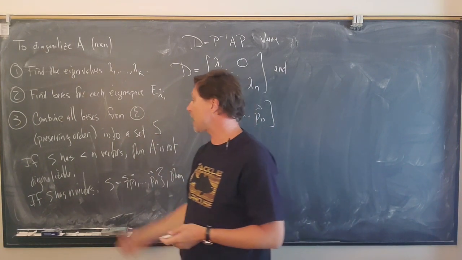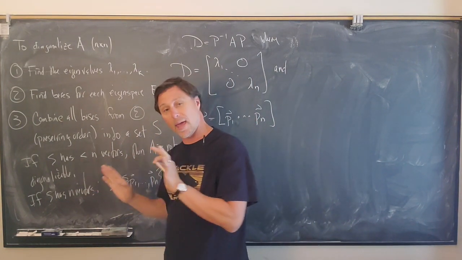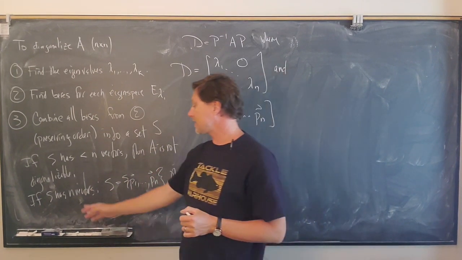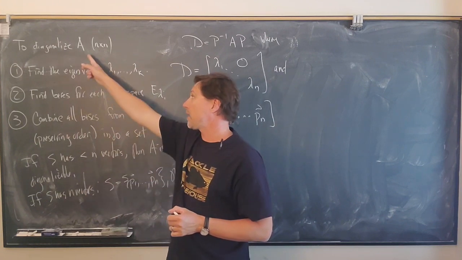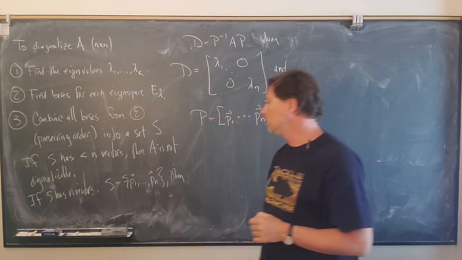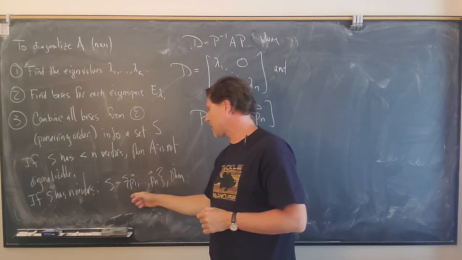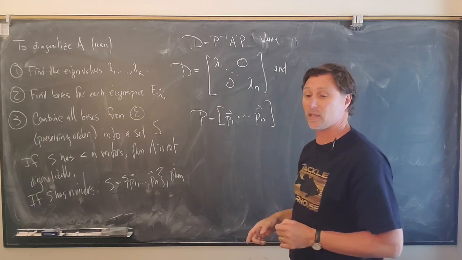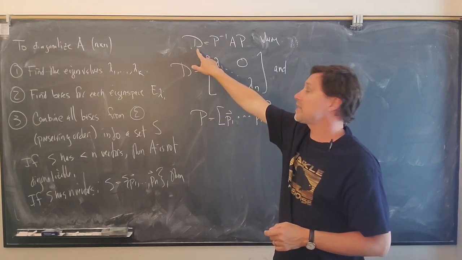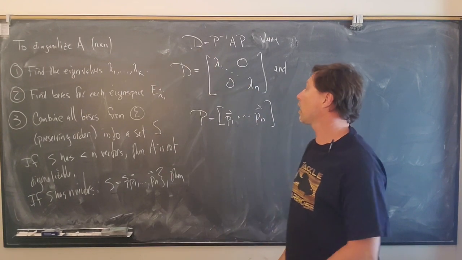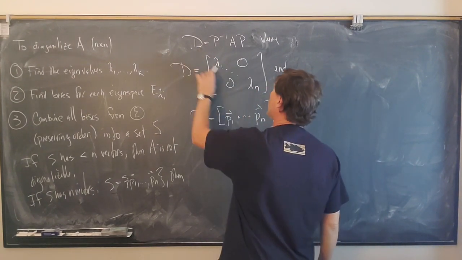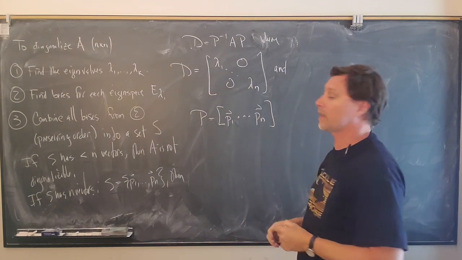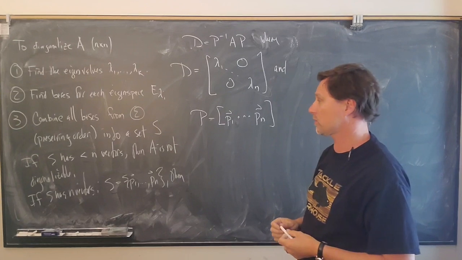Now, if S has fewer than n vectors, we're done. A is not diagonalizable. If, on the other hand, S has n vectors, where n matches the dimensions of the matrix A, so we've got S written out as P1 up through Pn, then we know that our matrix A is diagonalizable. It is similar to this diagonal matrix, capital D, where along the diagonal we put the eigenvalues. Now, notice here I've written it as lambda 1 through lambda n. D is going to be an n by n matrix.